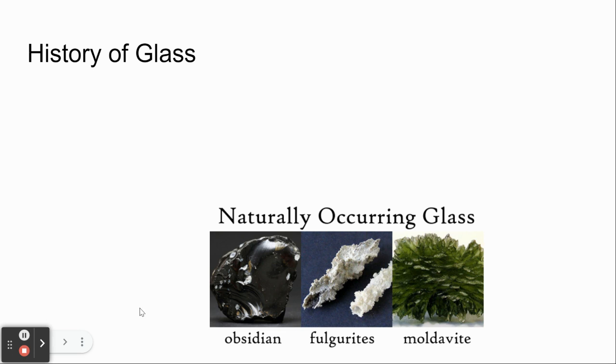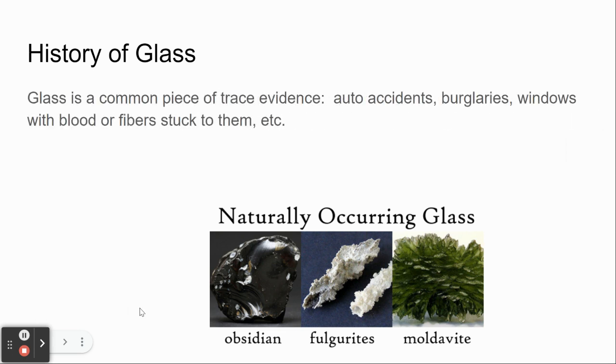In terms of glass, like I said, it is something that is very, very common that's going to show up as a piece of trace evidence. Like I said, auto accidents, burglaries, and you can find other pieces of evidence that could be attached to the glass as well, whether someone's been cut or whether maybe they were crawling through an open window or a broken window and snagged an article of clothing. Again, any number of things could potentially take place. So it's important to understand the importance of glass as an item of trace evidence.